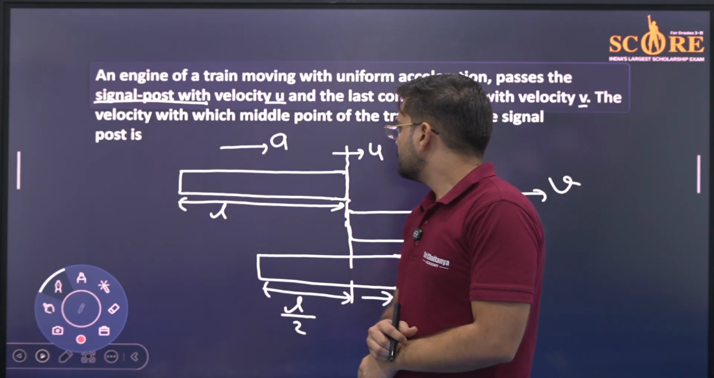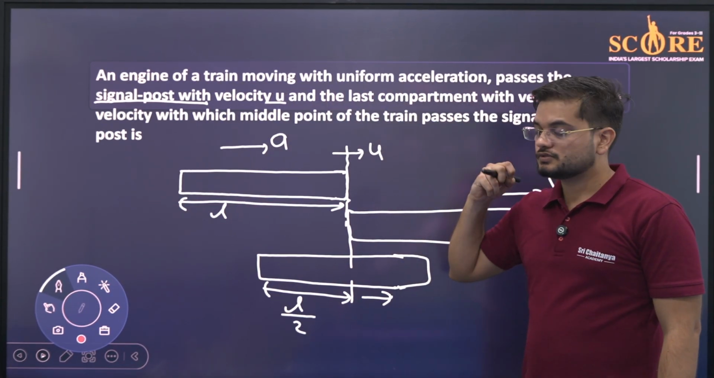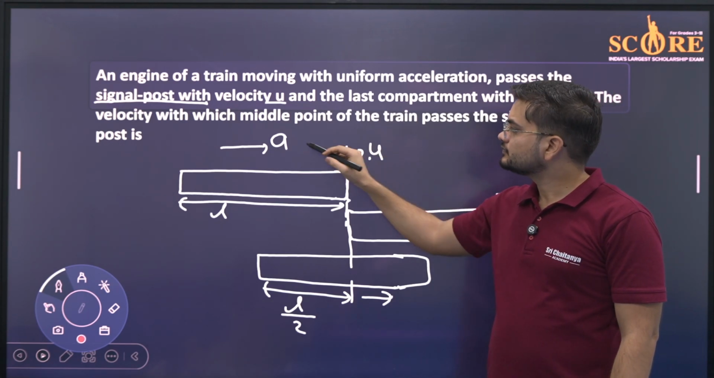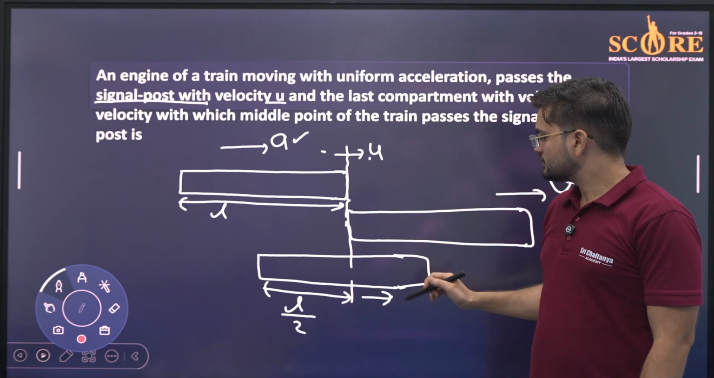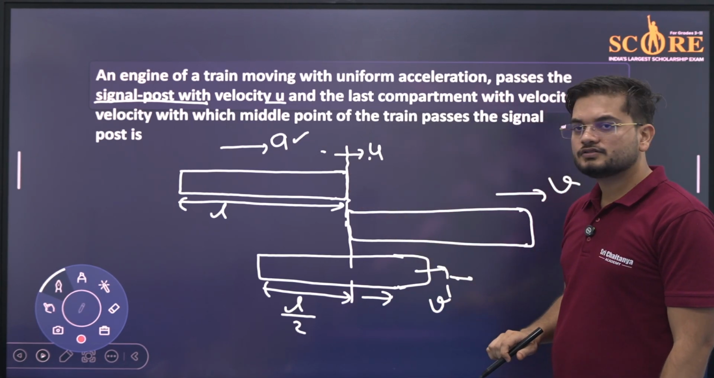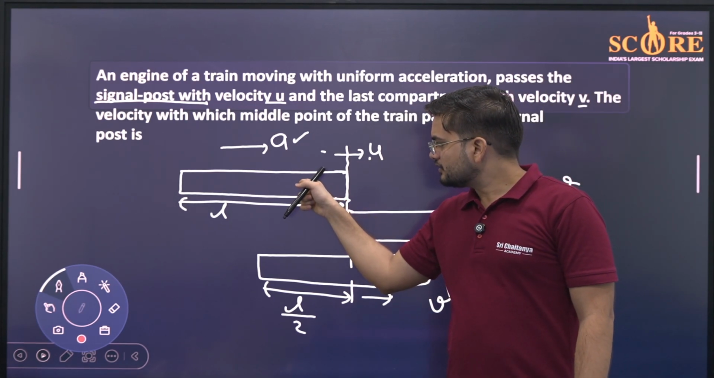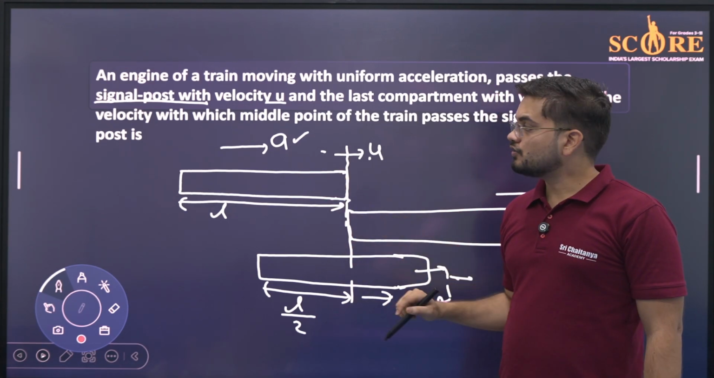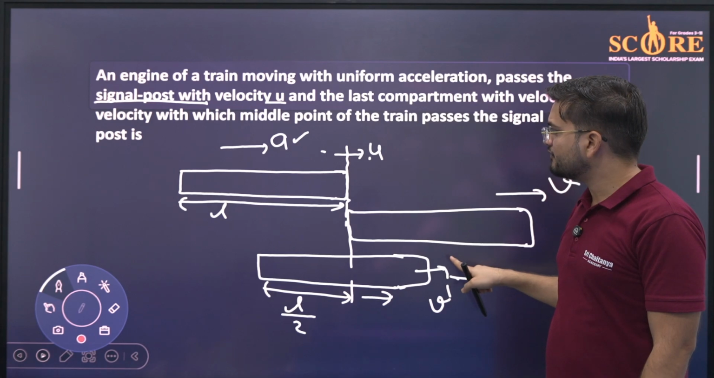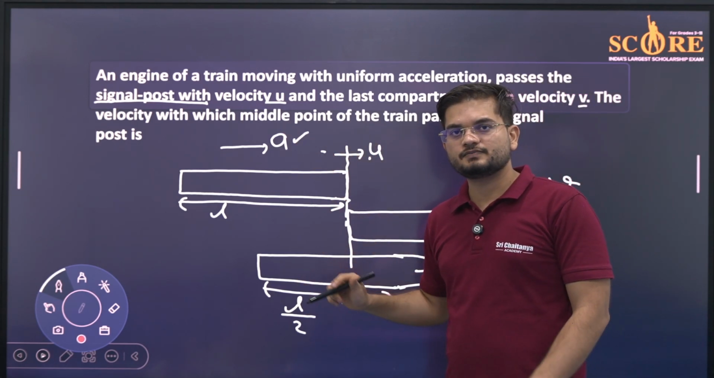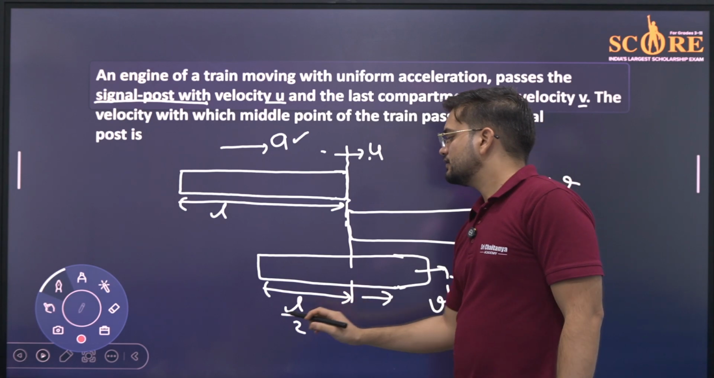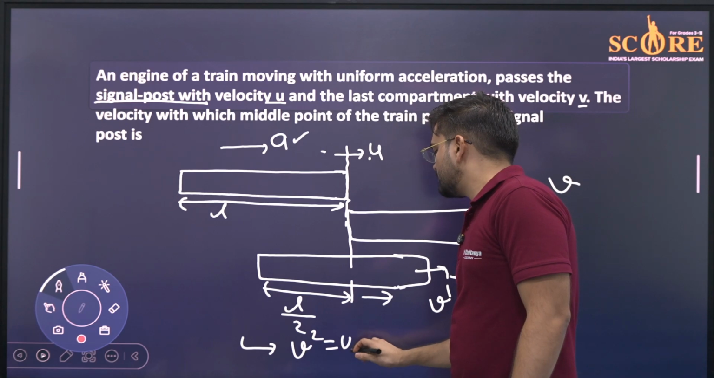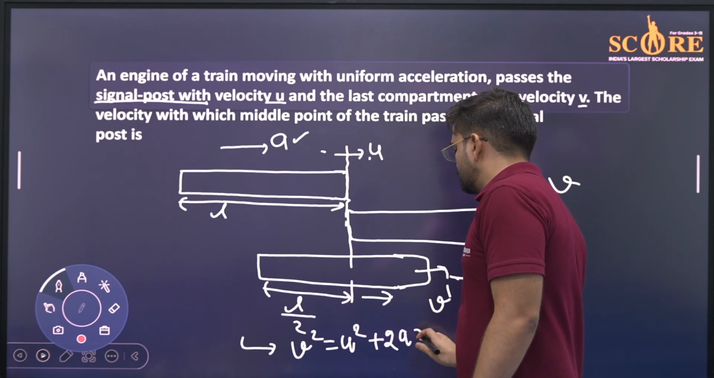So what equation we will use? Here it is velocity, acceleration, we have to find velocity, and we have given displacement. So by using initial velocity, final velocity, acceleration and displacement, I can remember the formula v square is equal to u square plus 2as.